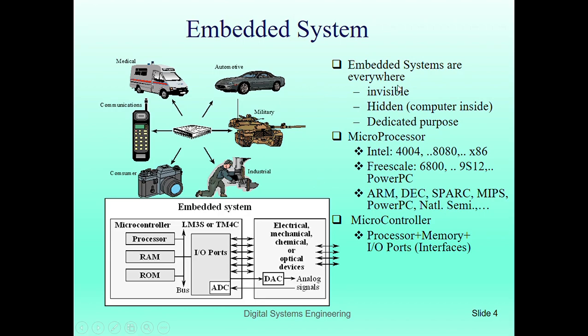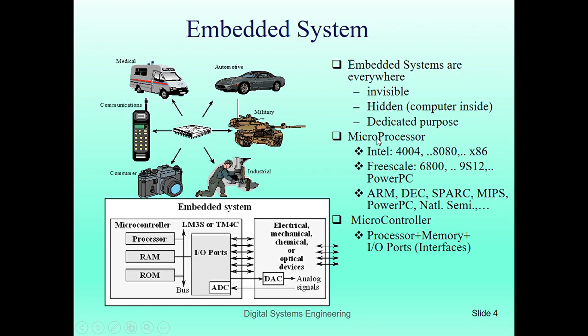So embedded systems are everywhere. You will find embedded systems in medical, in the automotive industry, in military applications, industrial applications, consumer electronics, mobile phones, everywhere. These embedded systems are invisible. They are hidden. These are the computers inside the devices, and they are dedicated purpose devices.